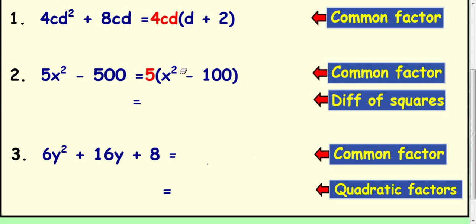Okay, now looking at this, x squared take away 100, that looks like the difference of two squares. We've got a square number here, a takeaway, and an x squared. So I'm going to leave my 5 at the front, then I'm going into my double brackets. x times x gives you x squared. 10 tens make 100, and the plus and minus allow the middle x terms to cancel each other out to leave us with that.